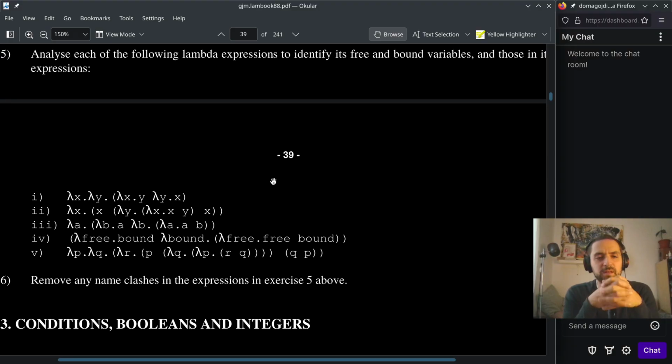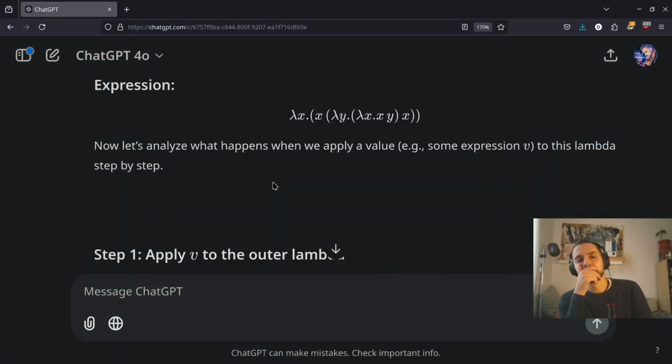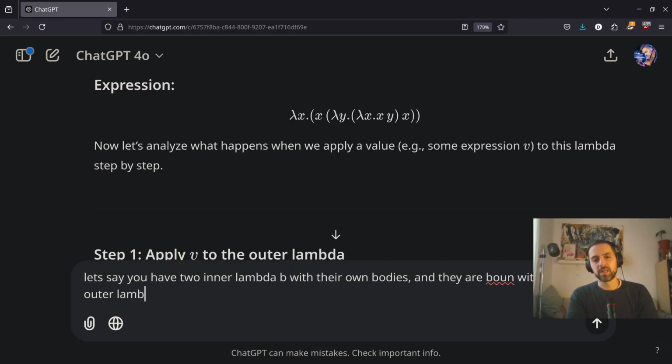Interesting. Are the lambda b dot a, are these two inner lambdas? Let's say you have two inner lambda b's with their own bodies, and they are bound with an outer lambda b.